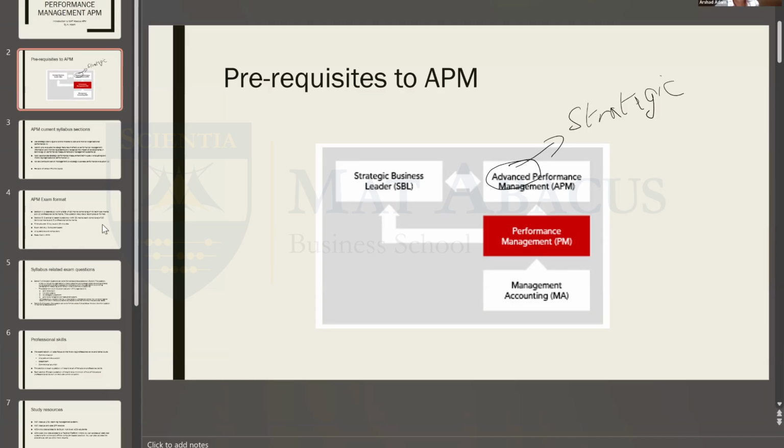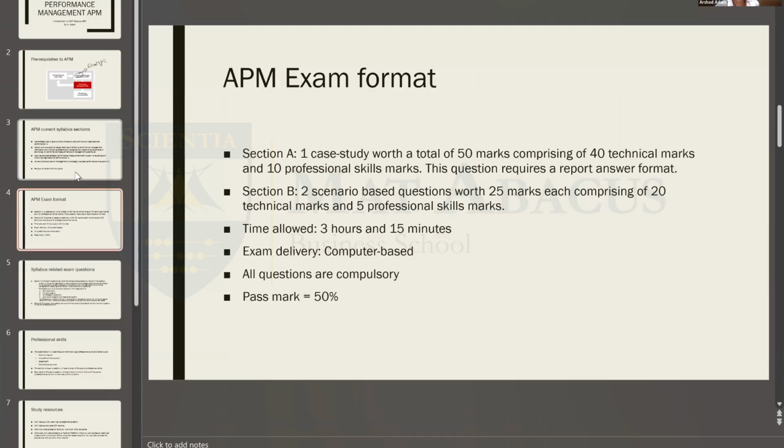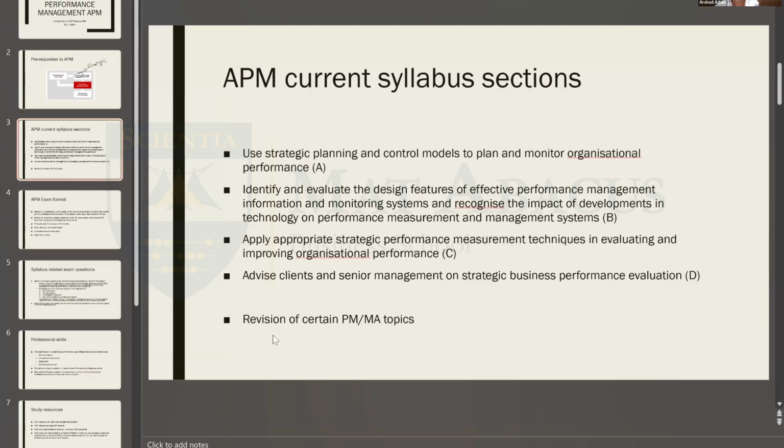Yeah, and of course, because it is a strategic paper, it is aimed to be at a master's level paper. And I've said to you here, down here, we will revise some of these PM topics, but at the same time as we cover the syllabus, because as you can see, the syllabus is quite large.